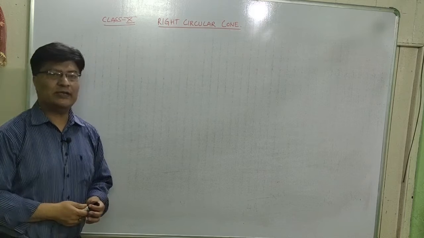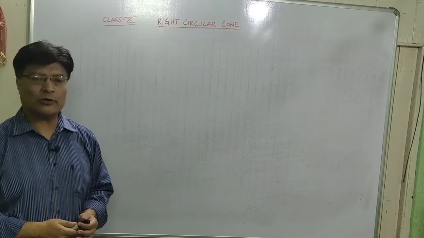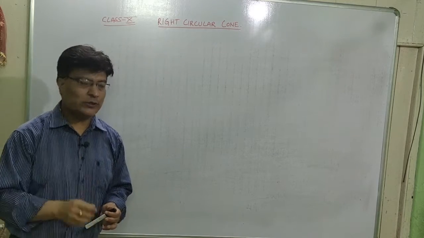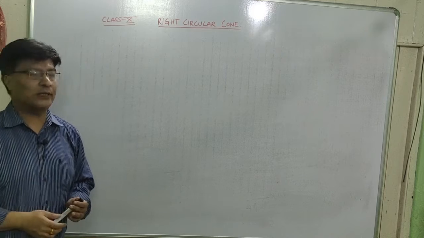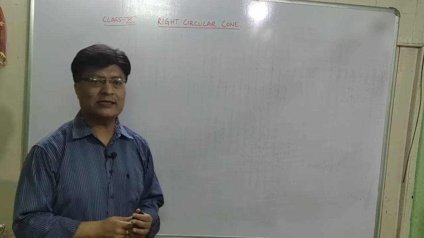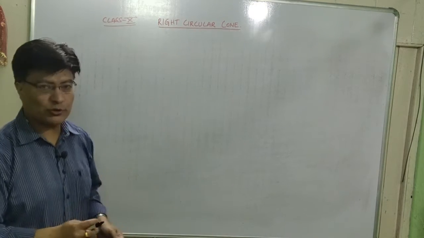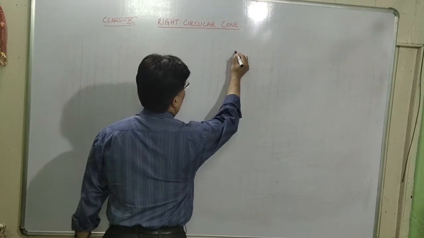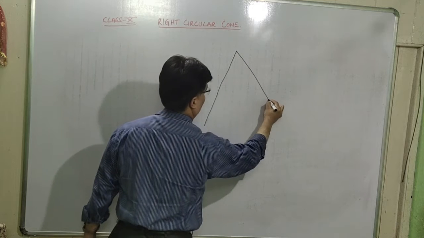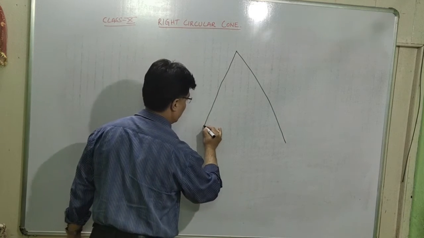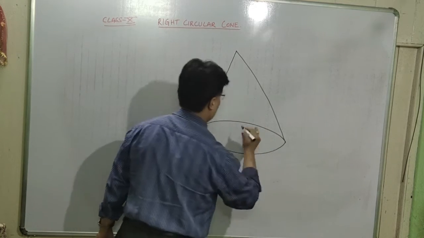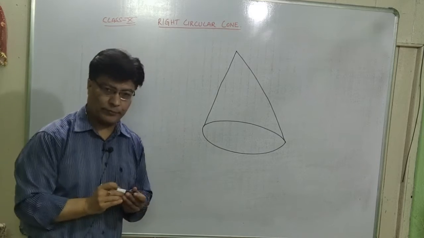So now I am doing class for class 10, and in the last online class we finished the chapter Sphere on Mensuration. So today we'll start the new chapter on mensuration, that is right circular cone. So what type of figure is known as right circular cone? So let us draw this figure now. Now this is a right circular cone.